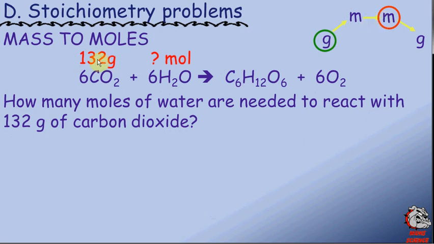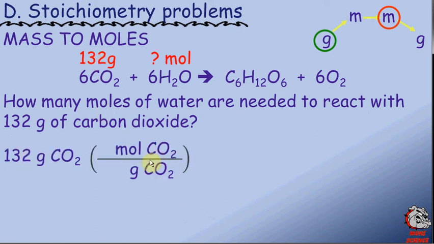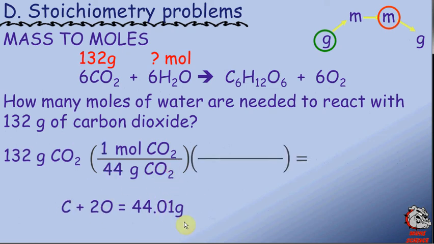So I put my information up here at the top. I'm starting with 132 grams of carbon dioxide. So grams of carbon dioxide goes on the bottom. And I'm converting to moles of the same substance. So moles of carbon dioxide goes on top. Same substance, 1 goes with moles. Look up the molar mass of carbon and oxygen. Find those, add them up, 144 about.